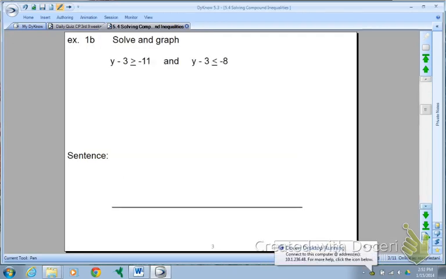Okay, example 1b. We're going to solve and graph. All right, we have two separate equations formed by the word and. So we're going to add 3.